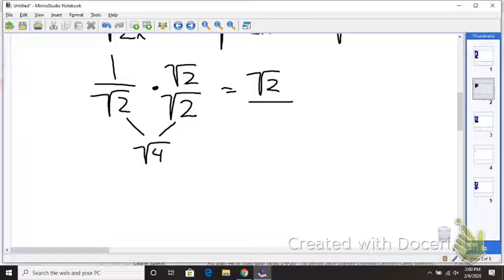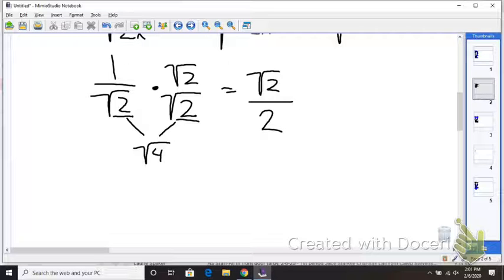What's the square root of 4? 2. And it's always going to work out, if you multiply the same number underneath the radical by itself, you'll end up with just that number. Which is great because now I don't have the square root on the bottom. It's on the top, and we can have it on the top. We just can't have it on the bottom.